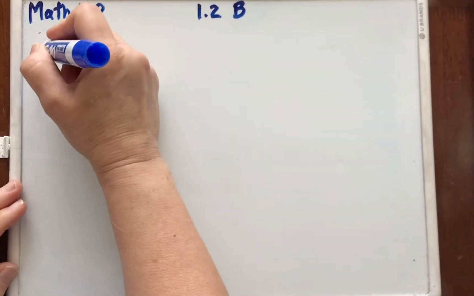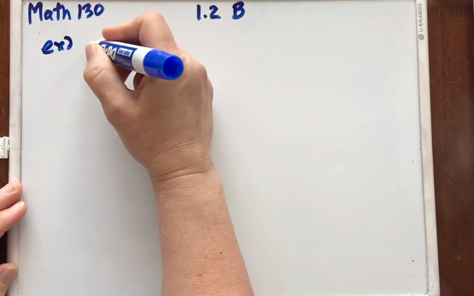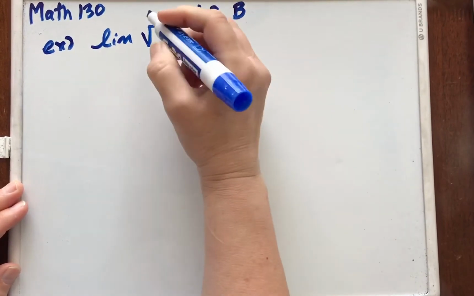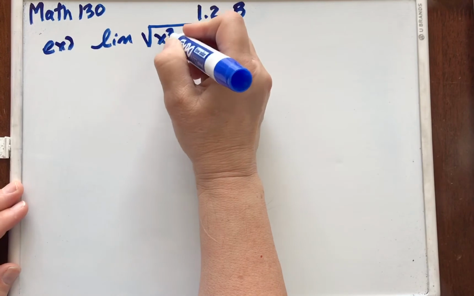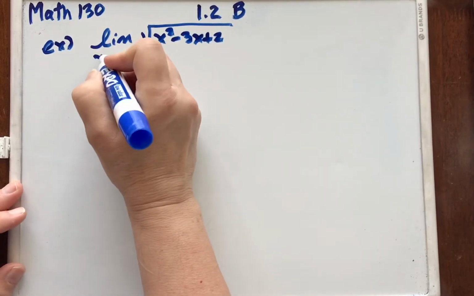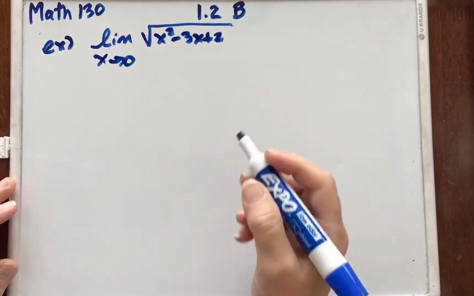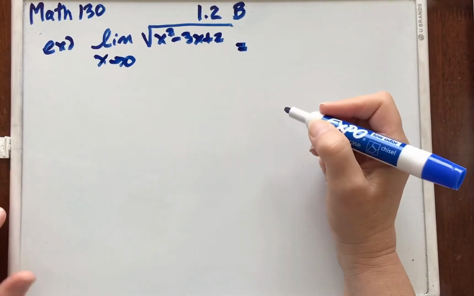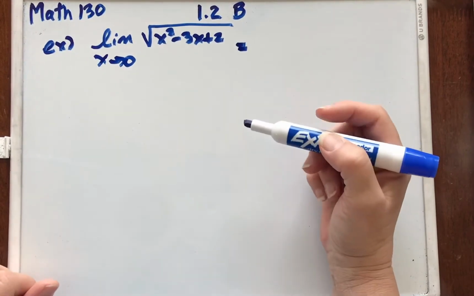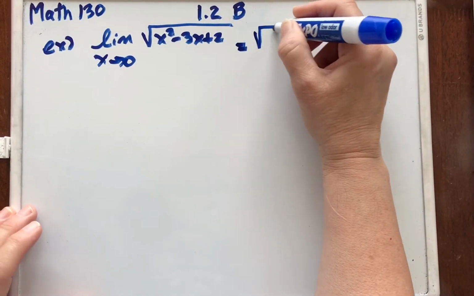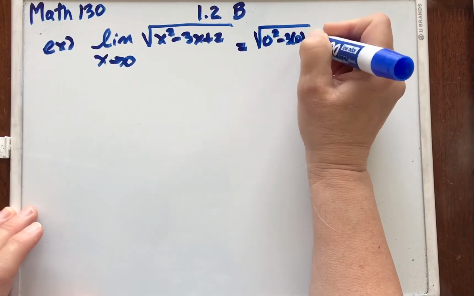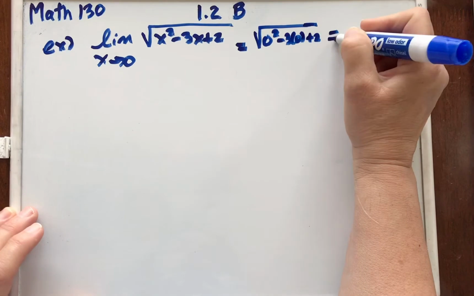1.2b, we're going to look at another example. We're going to take the limit of the square root of x squared minus 3x plus 2 as x approaches 0. But the square root of this equation is also going to be continuous, so we're going to evaluate it by putting 0 in, and that ends up with square root of 2.